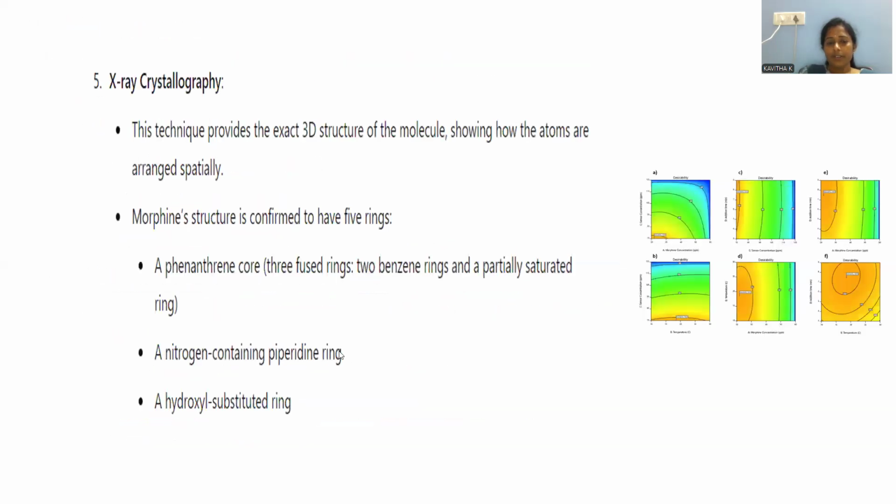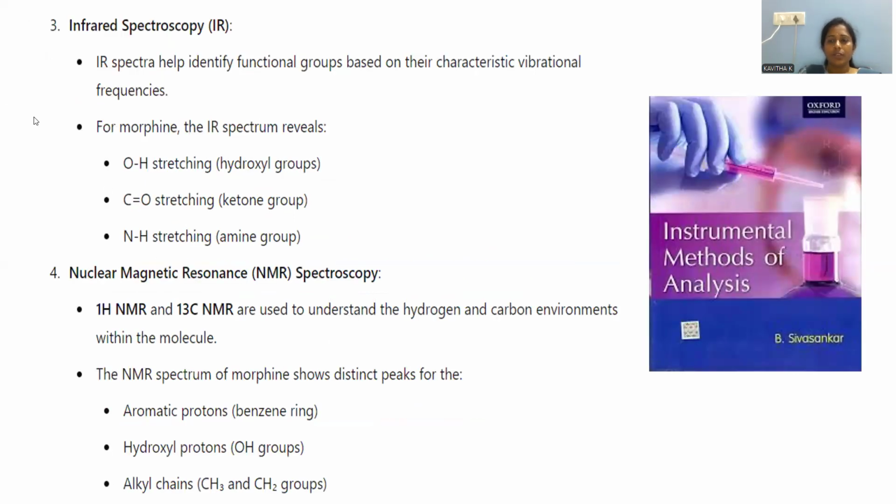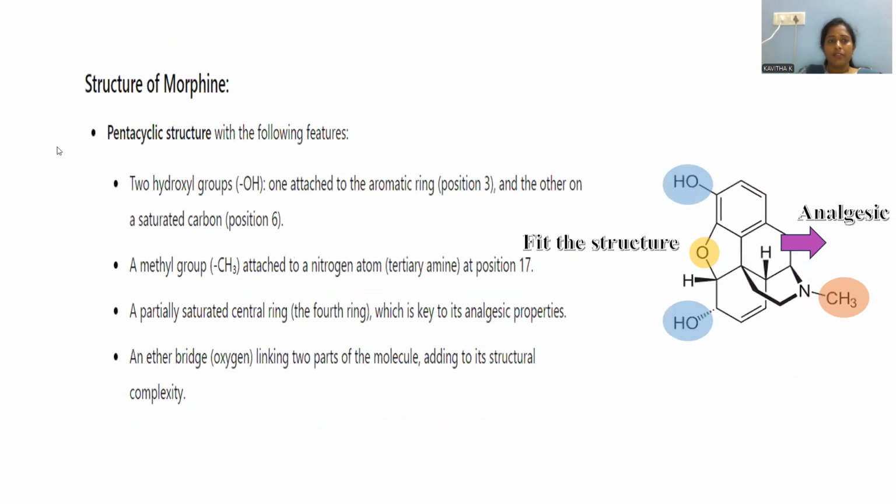Nitrogen containing piperidine ring is located, a hydroxyl substituted. So we already observed two hydroxyl groups are located within the morphine. Now we will go for the structure of the morphine.